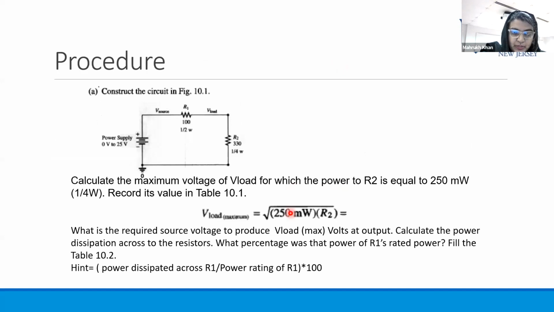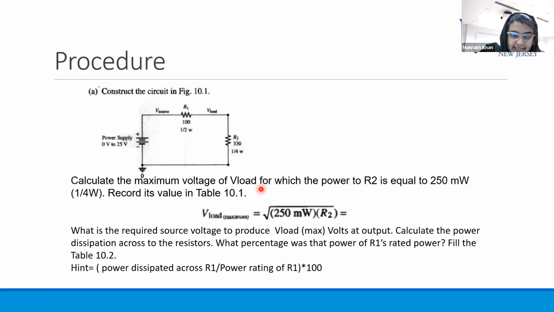So what we will do here is construct this circuit, that is 10.1. And in this circuit, you see that we have defined 1/2 watt and 1/4 watt. So 1/2 watt is the rating that is given for one resistor. 1/4 watt is another rating that is given for the resistor. So 1/4 is actually 0.25 watt, right? Which is equal to 250 milliwatt.